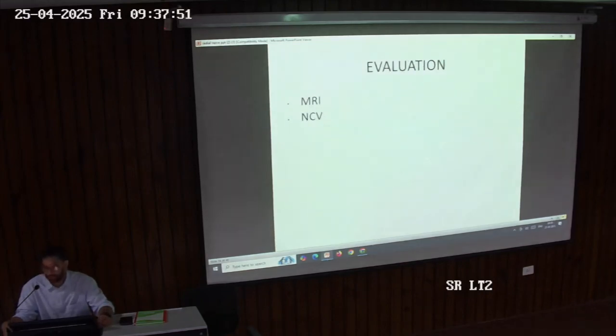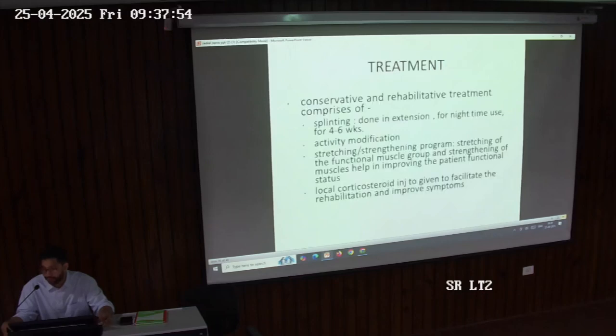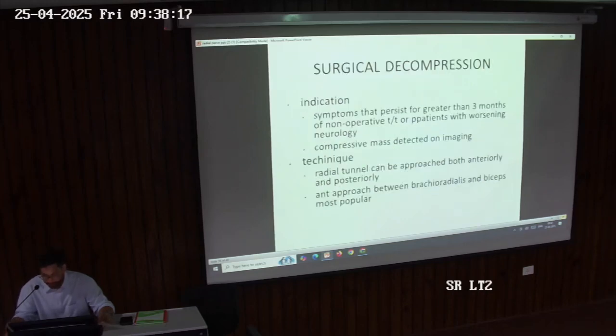How do you evaluate this? With MRI and NCV. The treatment here is conservative and rehabilitative, comprising splinting done in extension mainly during the night for 4 to 6 weeks. Activity modification can be done, a stretching and strengthening program under physical rehabilitation, and local corticosteroids can be given. You can also perform surgical decompression if the pain persists for more than 3 months of non-operative treatment.